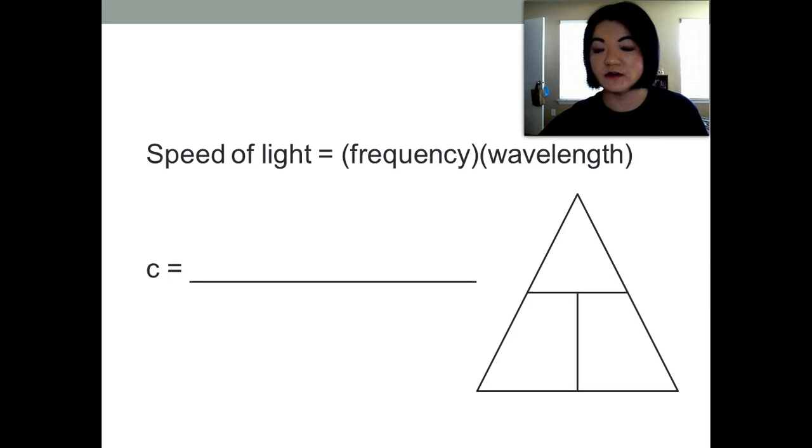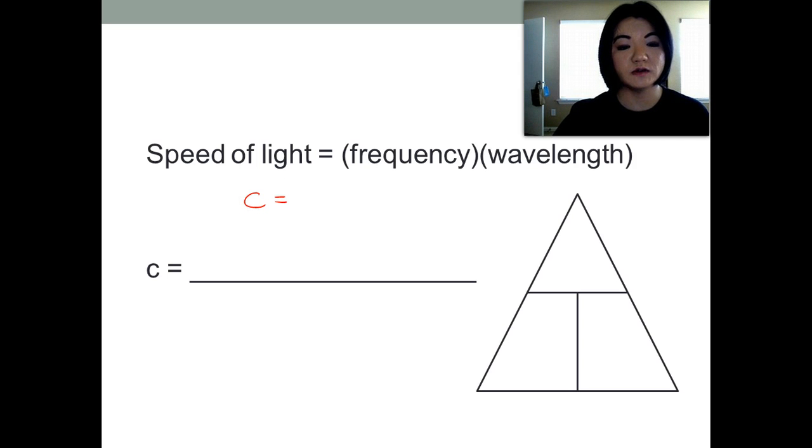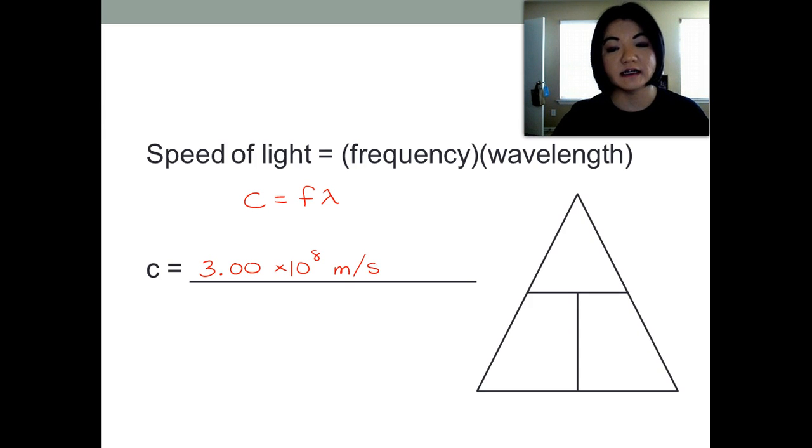So we are going to start with the first one. It's called the speed of light equals frequency times wavelength, and that is c equals f lambda. The speed of light is c, frequency is f, and wavelength is lambda. Now c is a constant, and it is 3.00 times 10 to the 8th meters per second. It's a constant because scientists have already figured that out, so it's a number that's going to be the same all the time.